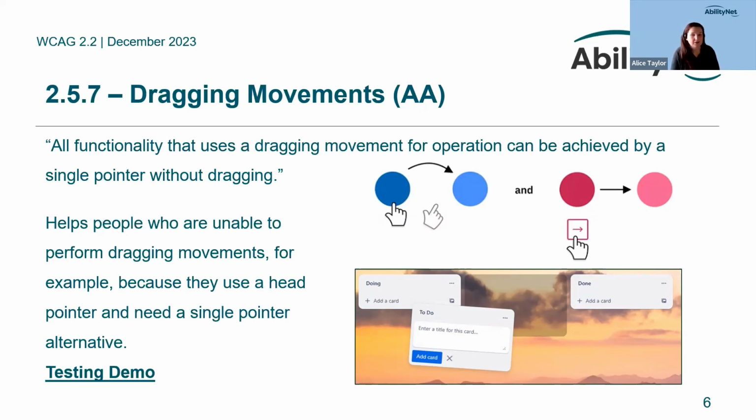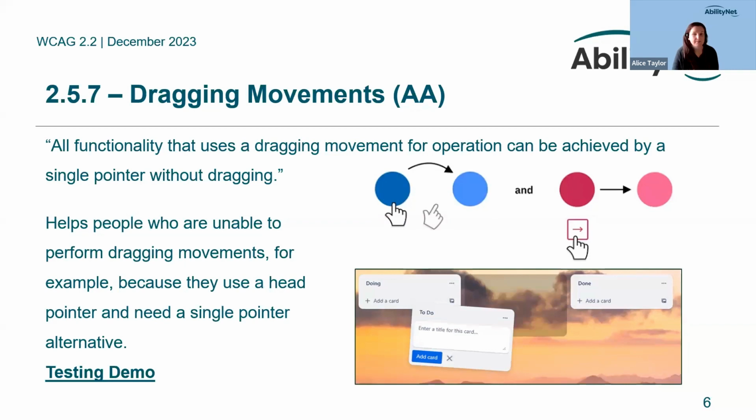This criteria does relate to desktop and mobile, so it does need to be considered on all those platforms. If dragging something is possible, you do need to have that alternative provided. This could be using a button to move an item from one place to another. But it could also be a drop down with options. So if it's more complicated than just moving from A to B, maybe you have a drop down saying move to the bottom of a list, move to the top of the list, for example. Or it could even be an input field where you enter a value.